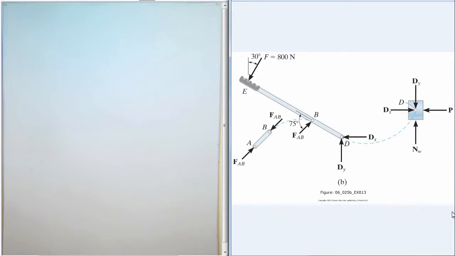So those are the free body diagrams for all the parts of this mechanism. And be sure to draw the forces being equal and opposite whenever they're common to two parts.